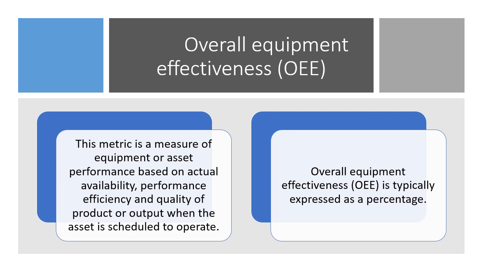So first we will discuss OEE, or overall equipment efficiency or effectiveness. This is a measure of equipment or asset performance based on actual availability, performance efficiency, and quality of the product or output when the asset is scheduled to operate. It is expressed in percentage.